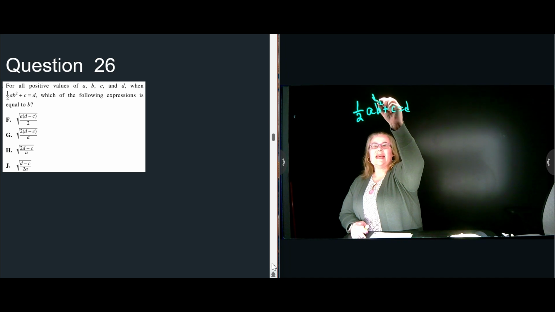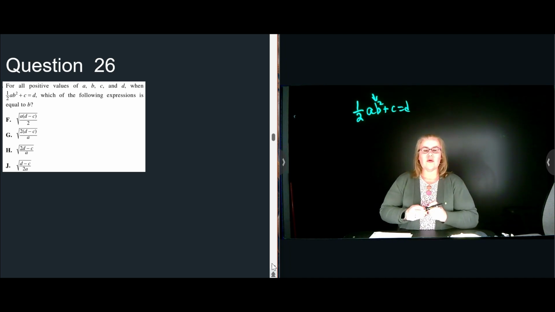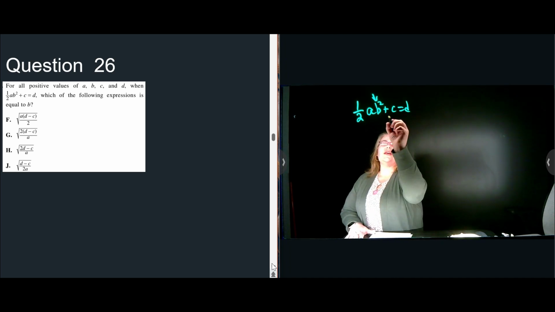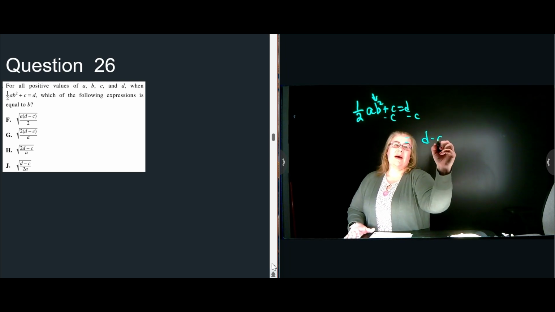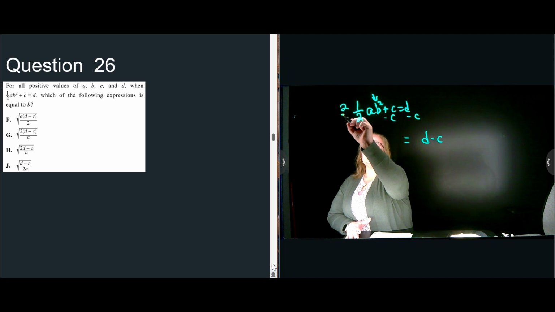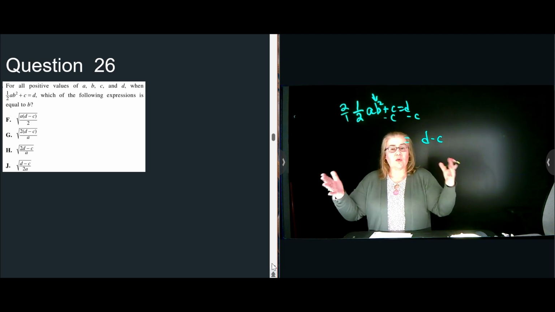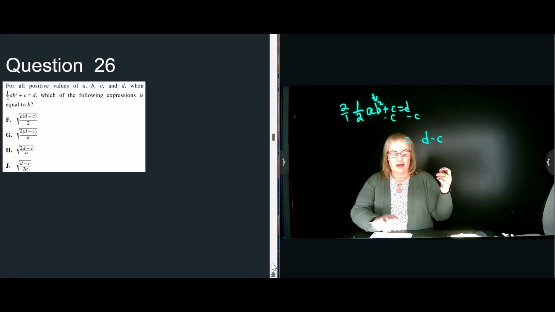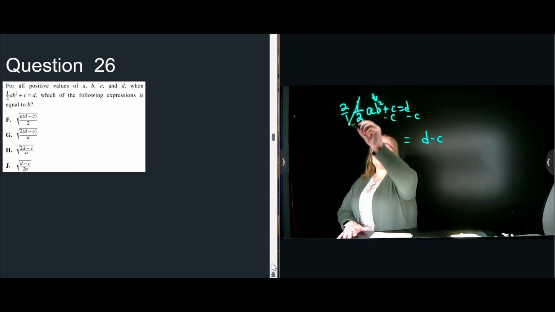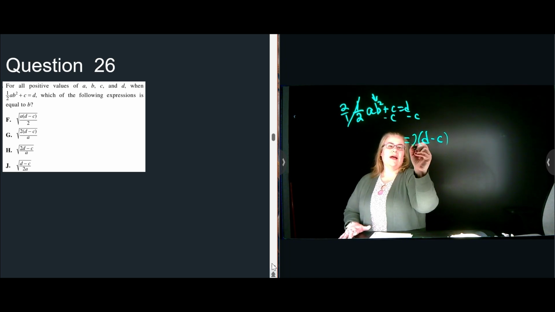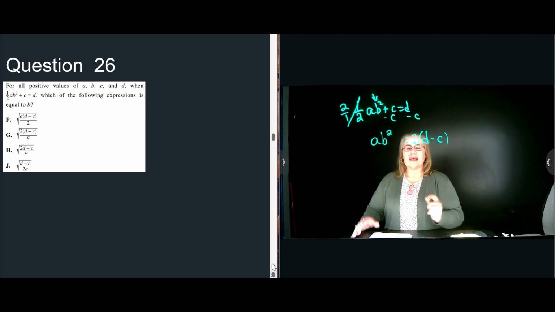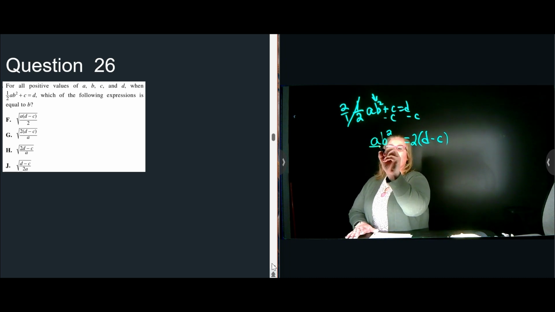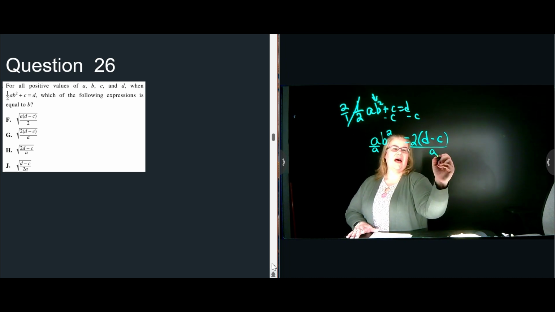Now, I need to get this one by itself. So I'm going to move everything else. The first thing I'm going to do is subtract C from both sides. So I have D minus C. I'm going to divide by my fraction, which we know is just like what? Multiplying by its reciprocal. So those are going to cancel out, and then I'm going to multiply by the 2 over here. I am left with A times B squared. Still need to get that B by itself, so I'm going to divide by my A on both sides.